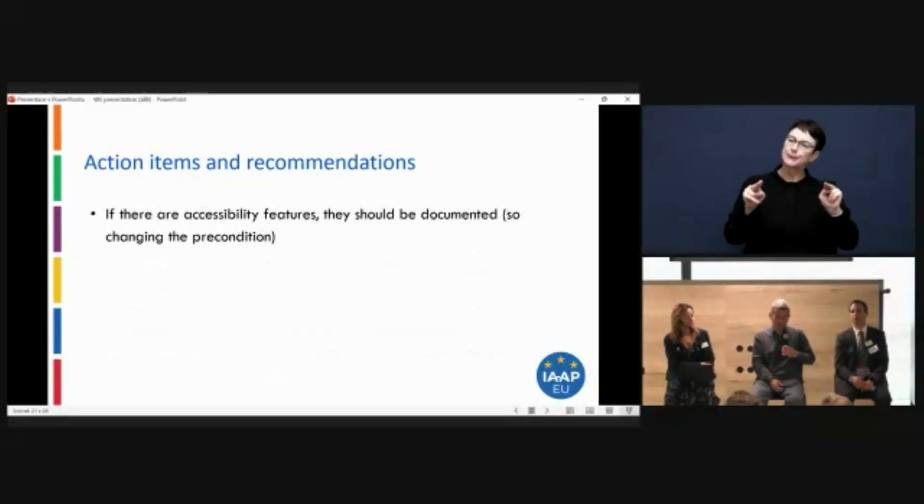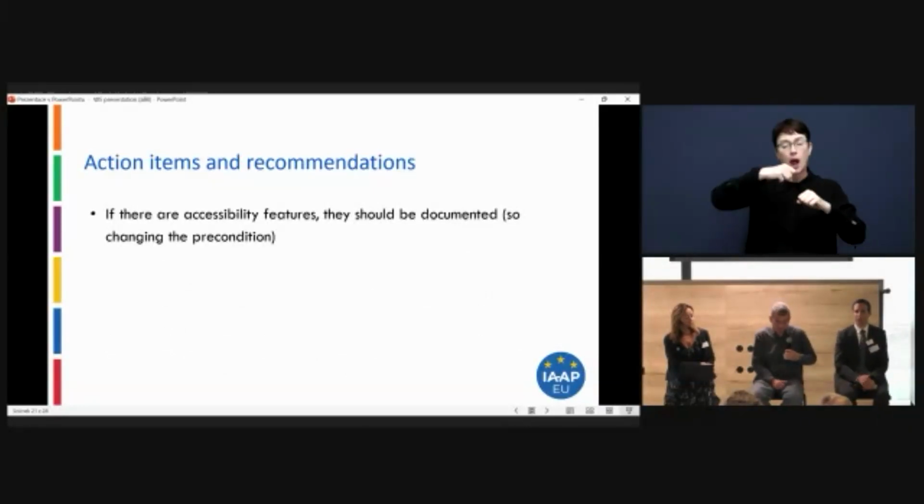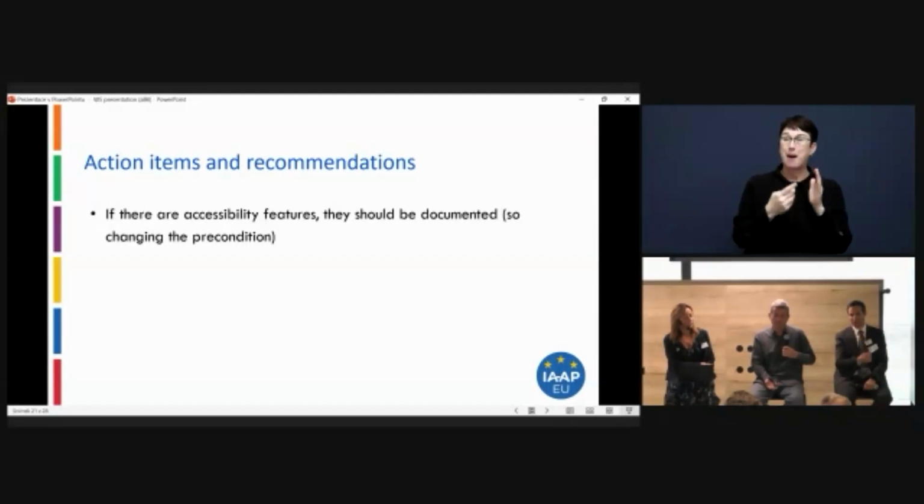I think the final recommendation in the workshop was to change the requirement in the sense that you don't have that precondition that there's documentation, but simply to say, if there are any accessibility features, they should be documented. Yeah, that's it.